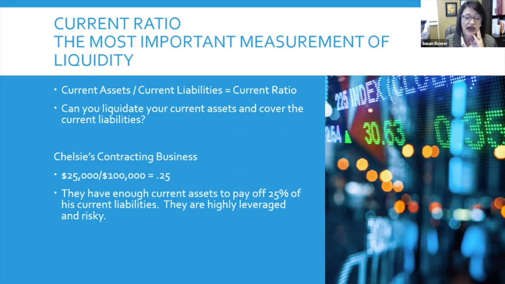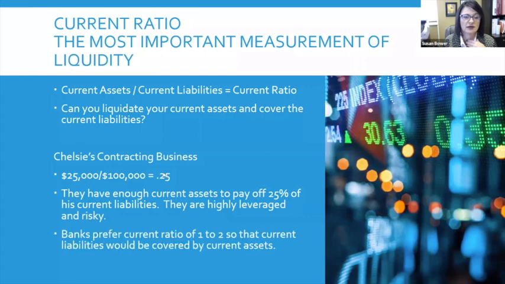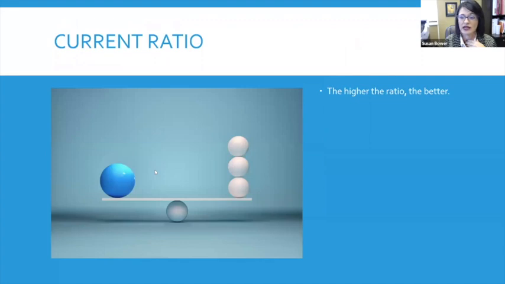It's telling us that this business has enough current assets to pay off 25% of their current liabilities. Is this a highly leveraged or a not so leveraged figure? 0.25 tells us that this is a highly leveraged business, and it could be considered risky because the assets compared to the liabilities or debt is much smaller, and the ratio comes out to be 0.25.